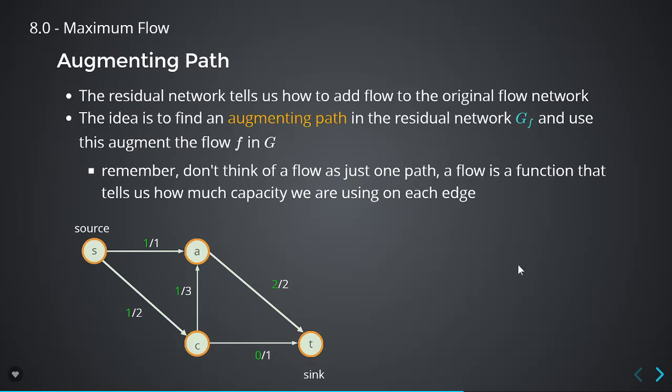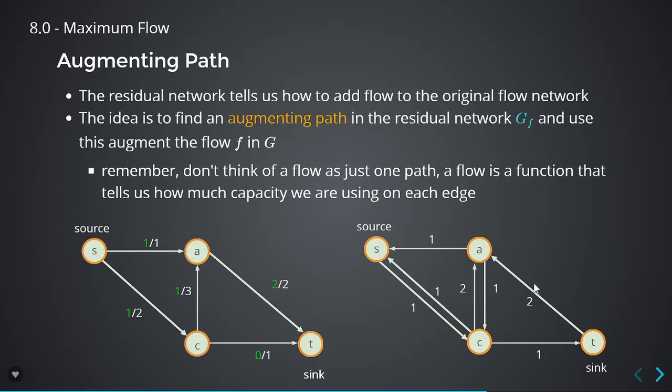Okay, so as an example here, let's say we're up to this stage where we're sending one from S to A, sending one from S to C. As you can see, we can improve this by sending another one from S to C and C to T. So this is the flow we have so far. And we're going to augment that flow. We're going to improve that flow. That's the lingo that we're using, right? So a flow is not just one path. A flow of a graph is how you're using every single edge.